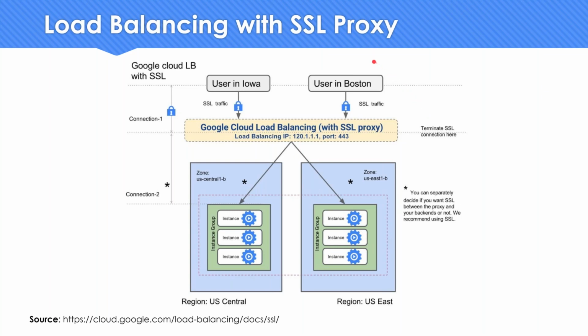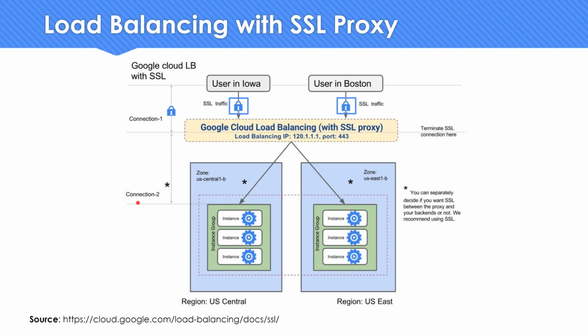This is something with respect to SSL proxy. The traffic is SSL. You see that padlock symbol here. The request comes from Iowa, US Central, or Boston, and it's going to be SSL traffic. So first, when it reaches the load balancer, the connection is going to be terminated, and a new connection is going to be created from your load balancer to your backend system.